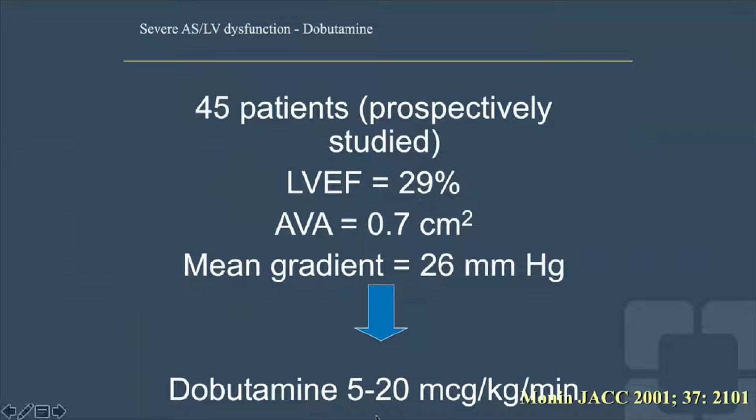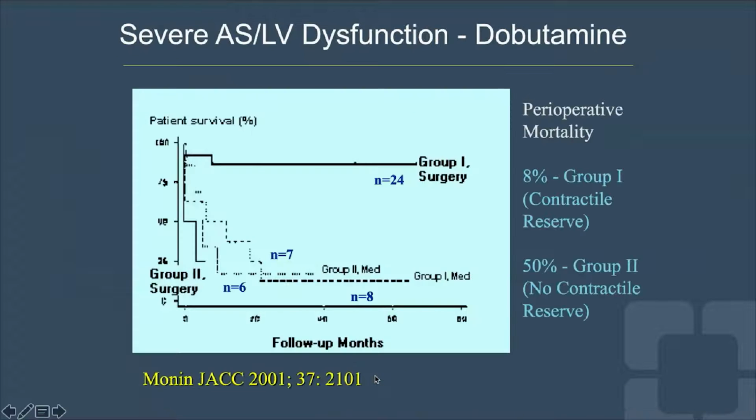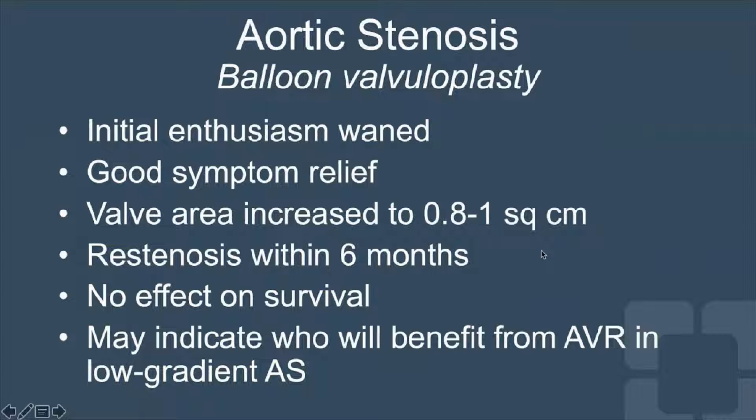And these patients were given dobutamine. And what was found is that those patients who did have contractile reserve, where the stroke volume increased, did much better in surgery than those patients who did not have a contractile reserve.